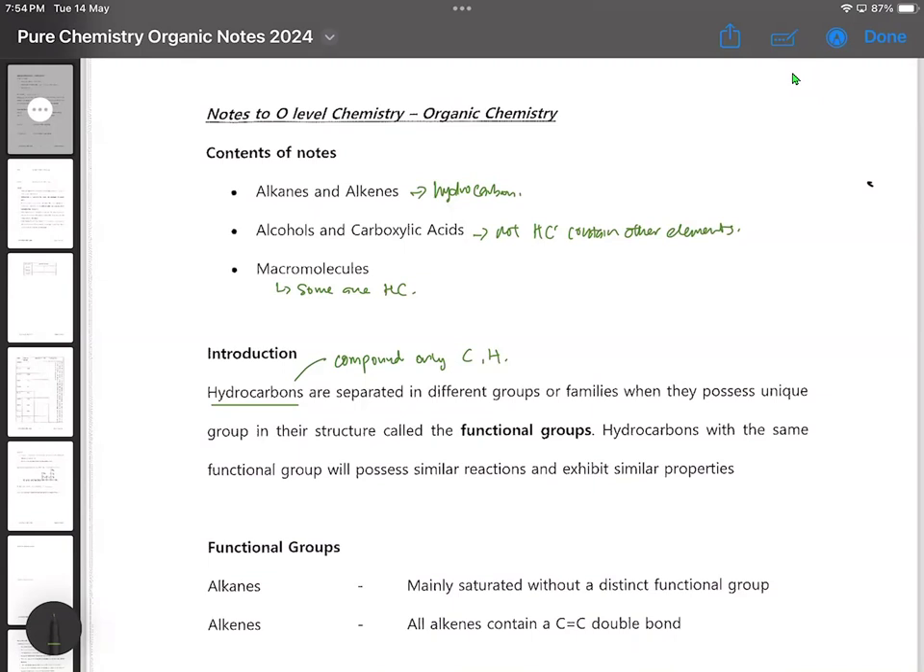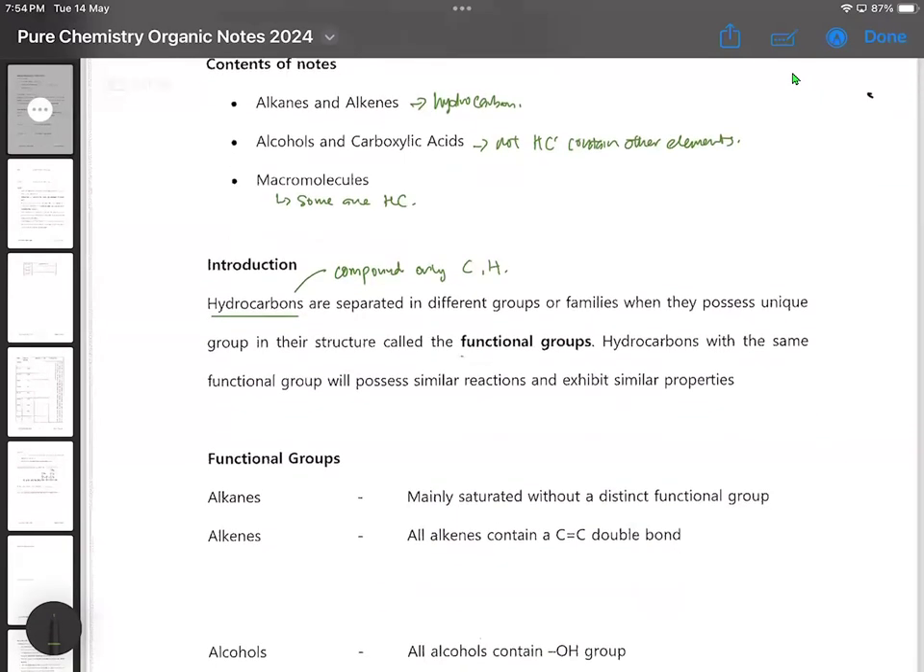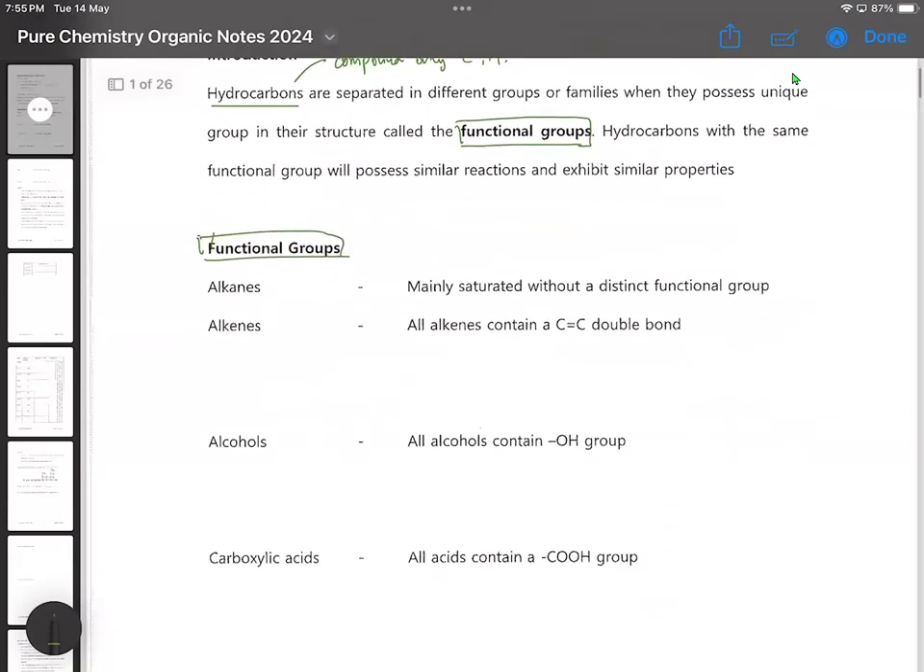And then compounds are split by what kind of special structure they have. The special structure that they have is called a functional group. So functional groups are basically the special structure that the substances have. Under the concept of functional groups, let's introduce this. All these are the names of the different families.